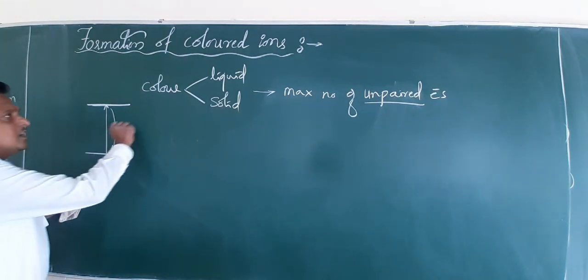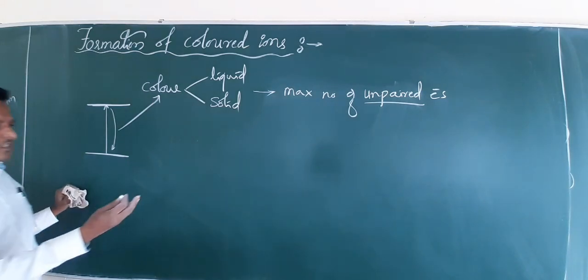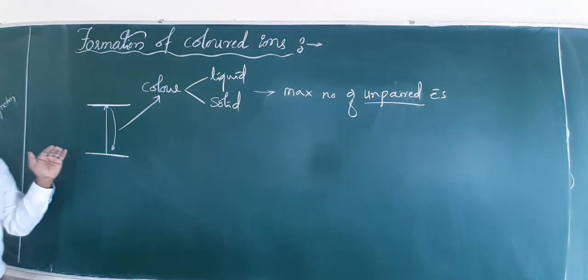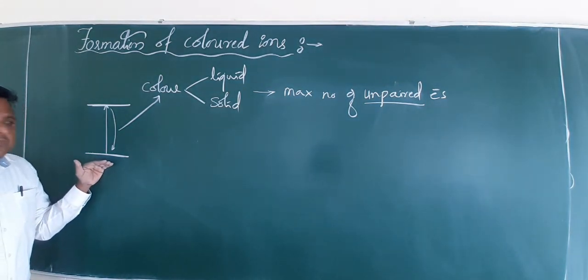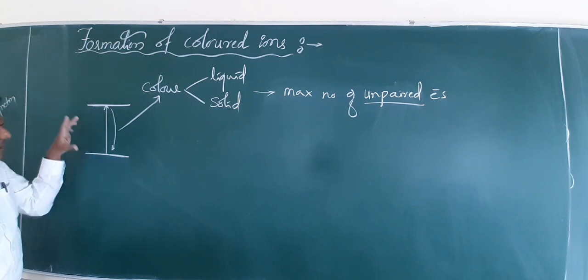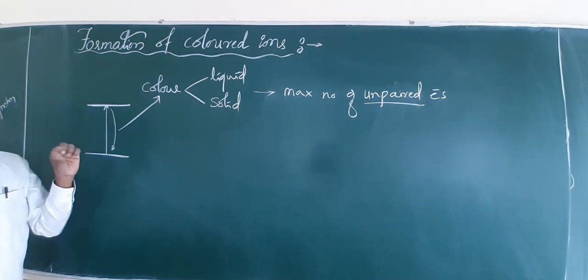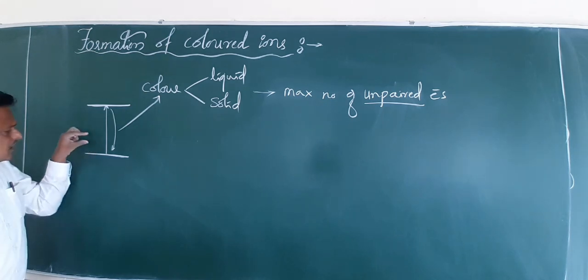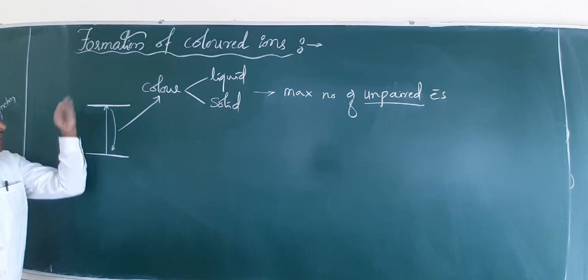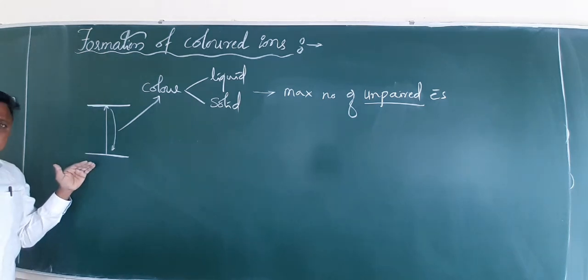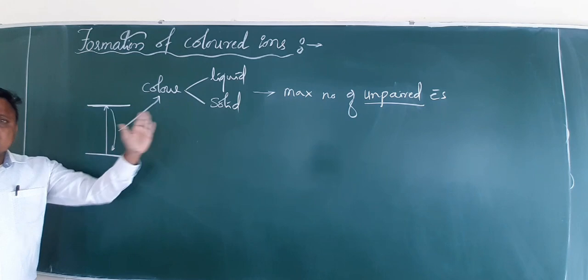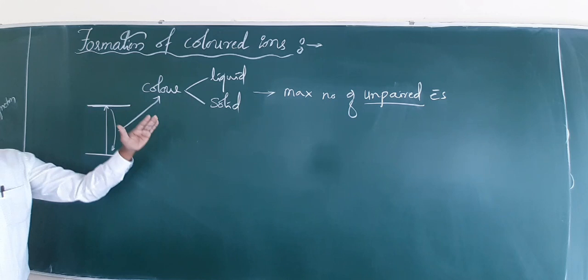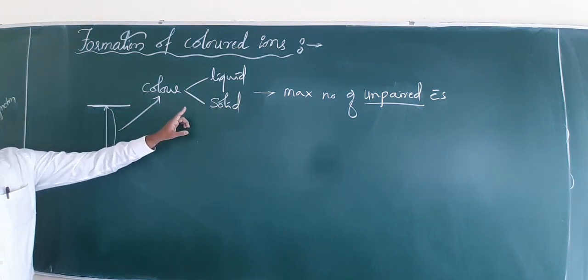Those show different colors. Why do they show color? Because in the d orbital there are a maximum number of unpaired electrons. Those electrons easily jump from lower energy to higher energy. Why, sir? The energy gap is minimum, the energy difference is minimum. Since the distance is short, the electron can easily shift from lower to higher. At that moment the electrons emit radiations, and those radiations are visible in the visible region as the complementary color. They show colors, friends.